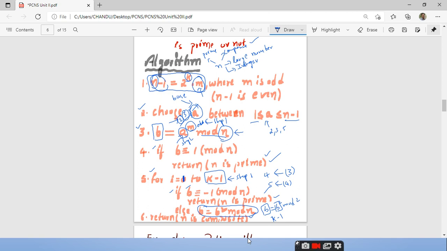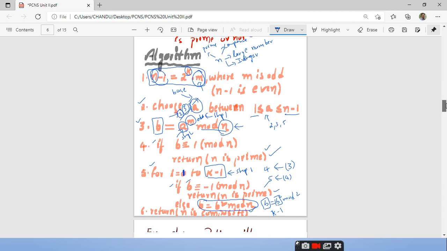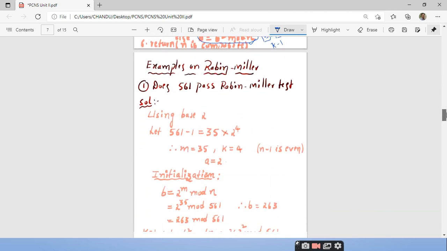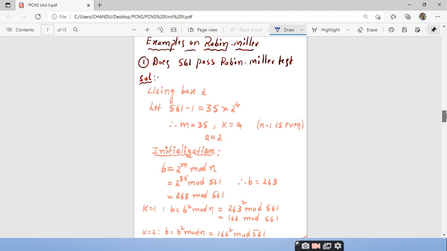I know that you will be confused with this algorithm. If you go for an example, it will be very clear, right? So shall we proceed? Yes, sir. Right. Here is an example of this 561.